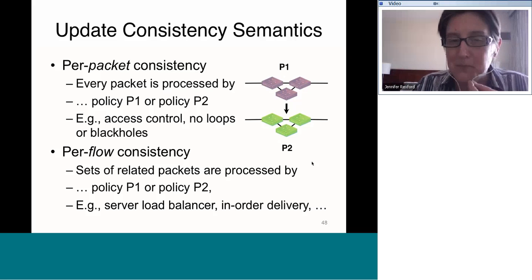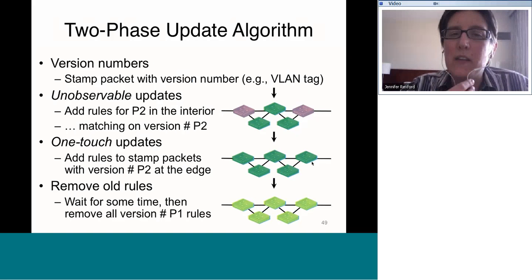So how do we do that? So we have an algorithm for doing this, similar to a two-phase commit. Essentially what we need to do is install the new policy in the network, but we don't want any packets to start using it until we've actually successfully installed it everywhere.